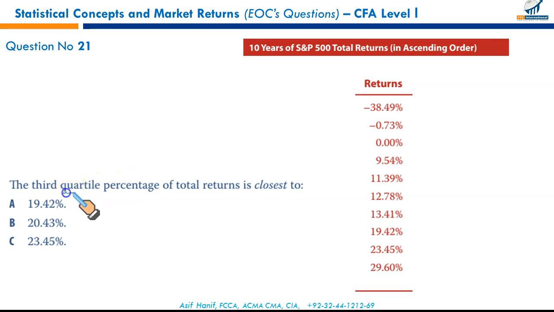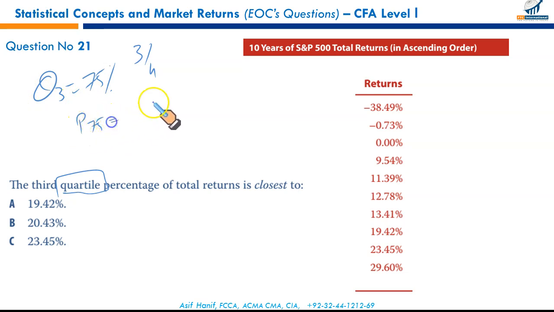Alright, the third quartile. The third quartile, we know, is the position that is 75th percentile, or 3/4 of the data. So we can straight away calculate the P75 because the third quartile is in fact the 75th percentile. Right? So, what is the number of values? Total 10 values. You will apply the formula. 10 plus 1, 11. 11 times 75 by 100 will give you 8.25.